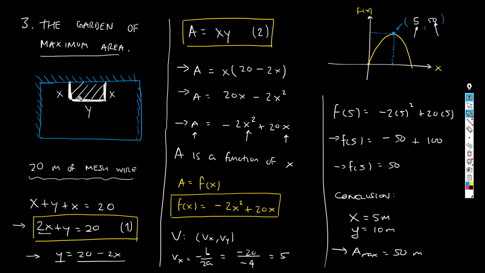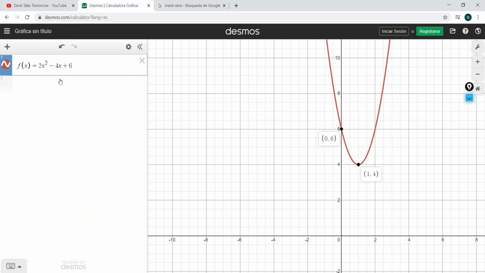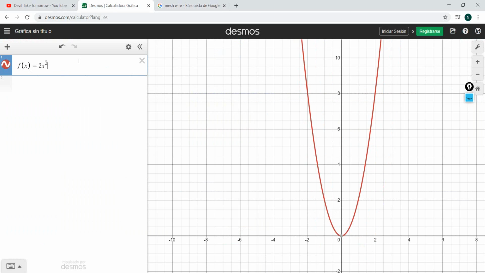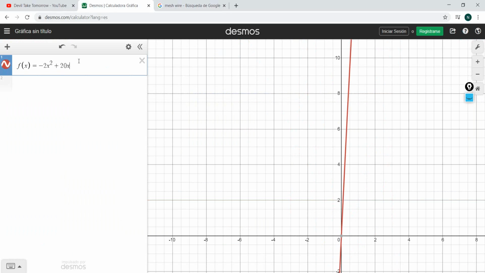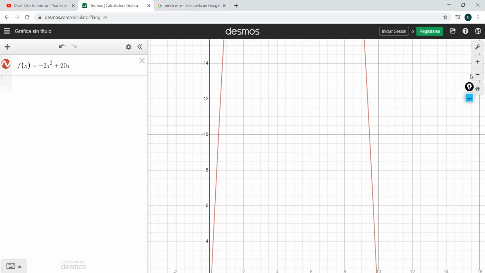And if you notice, it makes sense because 5 meters plus 10 meters plus 5 meters is going to give me the initial 20 meters of mesh wire. So that's how you solve this problem. If you want to convince yourself, plot this on Desmos. Let me do it very quickly. Minus 2x squared plus 20x. And let's look at the function.